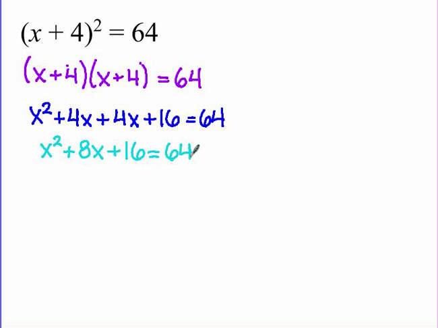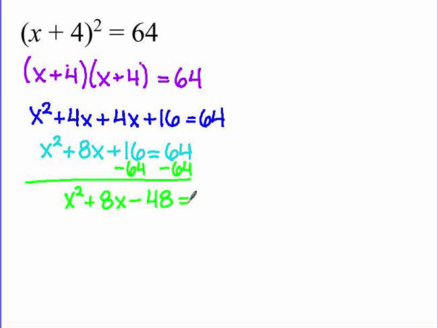So now what I'm going to want to do is move that 64 over. So I'm going to subtract 64 from both sides. So I end up getting x squared plus 8x, and then what? Plus 16 minus 64. Right, which is? -48. Yep, equals 0. So now, can I take out something in common? No. Is it a perfect square trinomial? No. So then now I look, and this is the number 1.